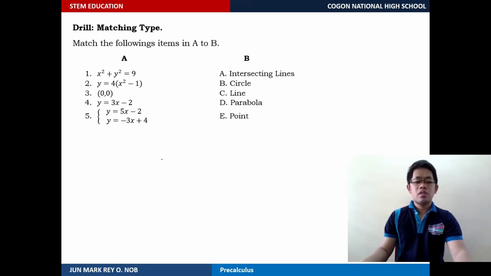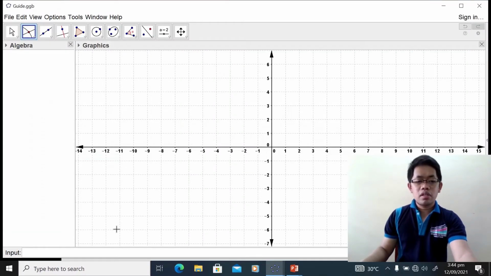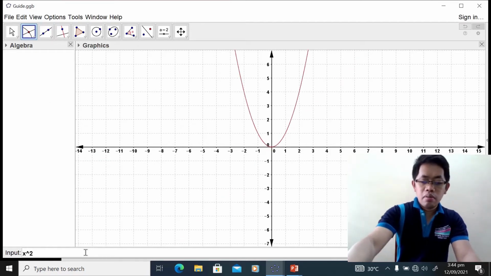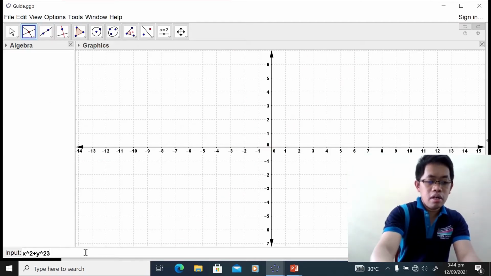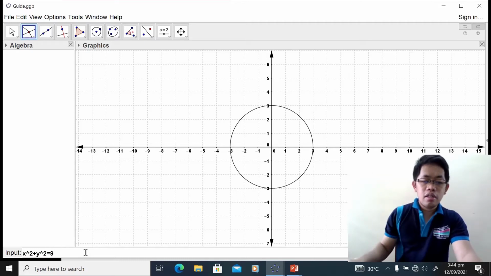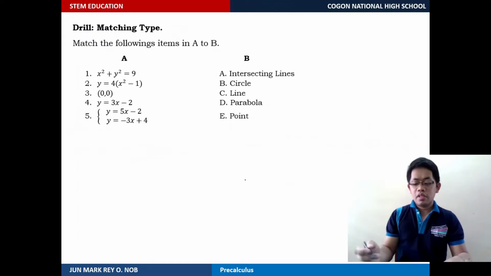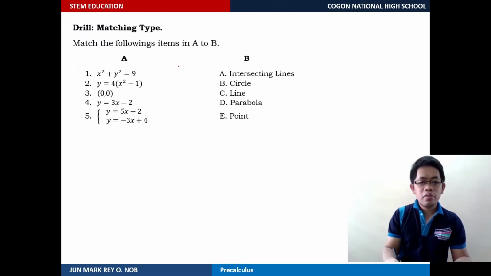We can answer this right away, but we wish to visualize or graph each item in GeoGebra. For number 1, we have x squared plus y squared is equal to 9. So let's graph this one in GeoGebra. Here we actually have a circle. So obviously, number 1 belongs to circle.